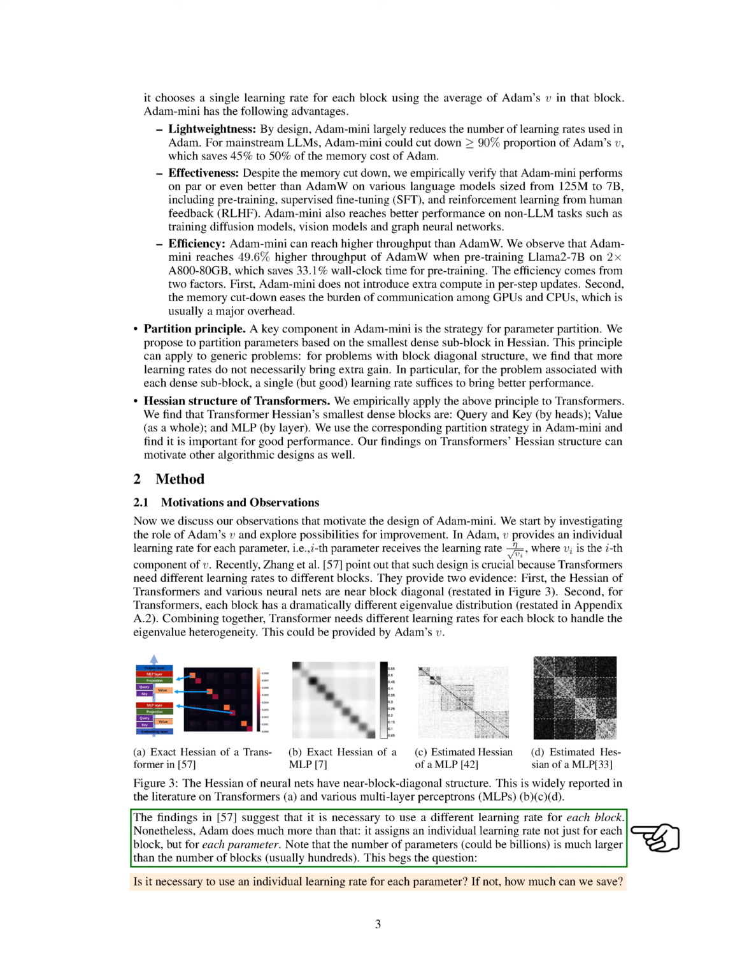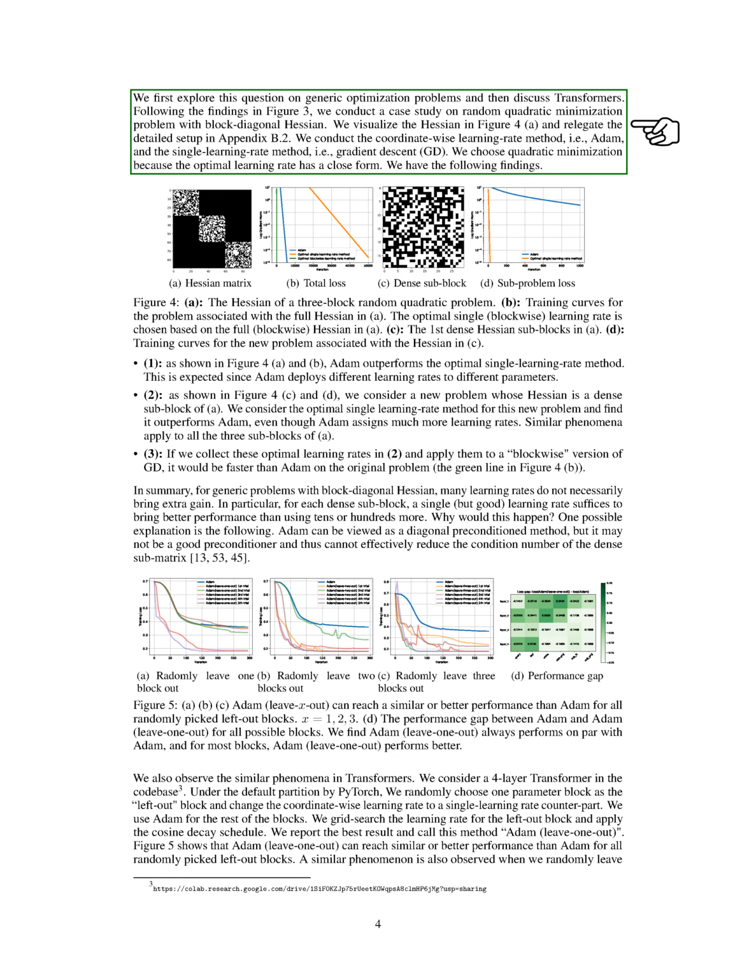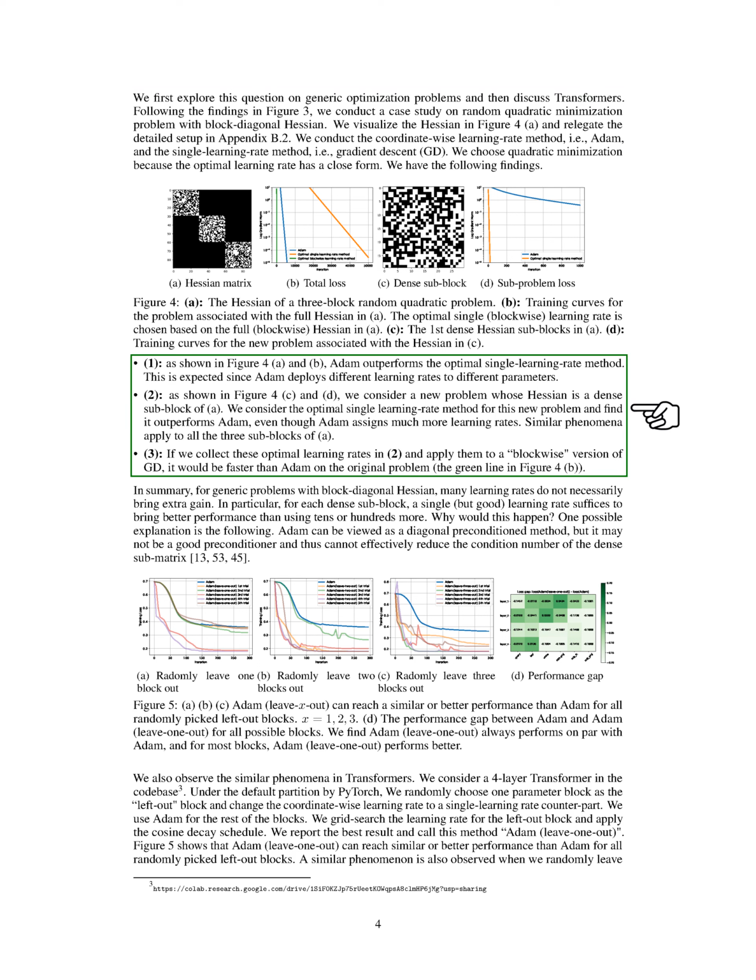While it is established that distinct learning rates are essential for each block, Adam goes a step further by assigning a unique learning rate to every parameter, considering the vast number of parameters compared to the relatively fewer blocks. To investigate the effectiveness of multiple learning rates, we conducted experiments on optimization problems, specifically focusing on a random quadratic minimization problem with a block diagonal Hessian matrix. The results revealed that Adam, with its parameter-specific learning rates, outperformed traditional single learning rate methods. However, for certain dense sub-blocks within the problem, a single optimal learning rate proved to be more efficient than the multitude of learning rates assigned by Adam.